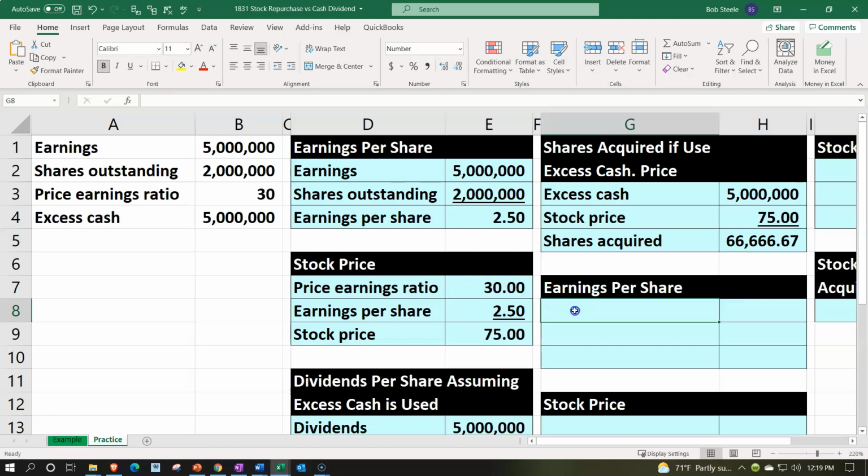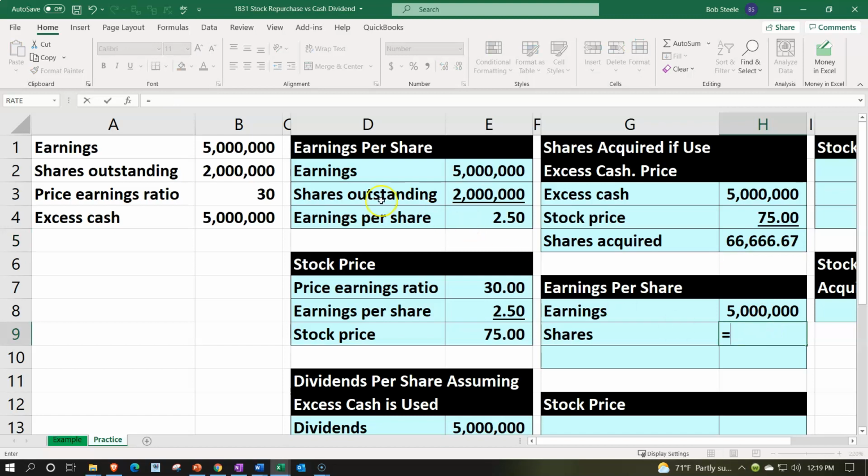Now let's take a look at the earnings per share. Given that we're going to say, all right, the earnings, once again, bottom line of the income statement is going to be the 5 million. But now we have a change to the shares because we have acquired shares out. So we're going to say the shares before we had acquired some back were outstanding shares of the 2 million. We acquired back this 66 and so on. So we're going to subtract that out.